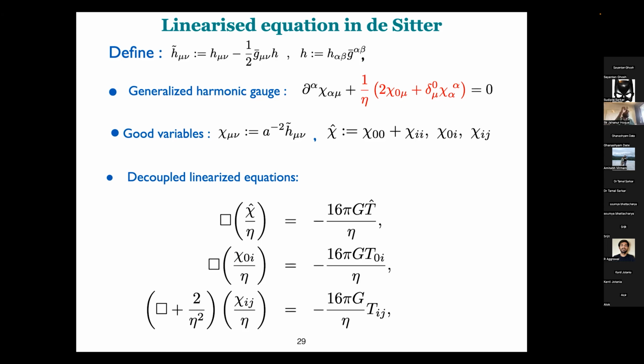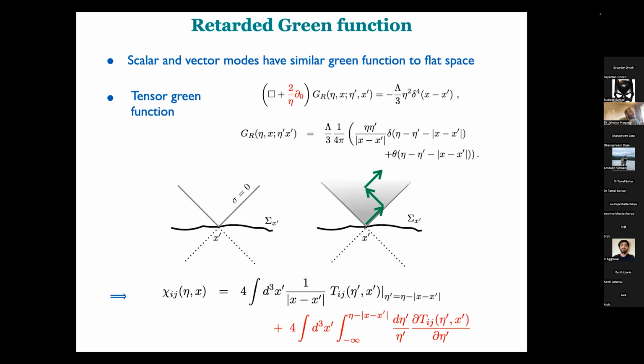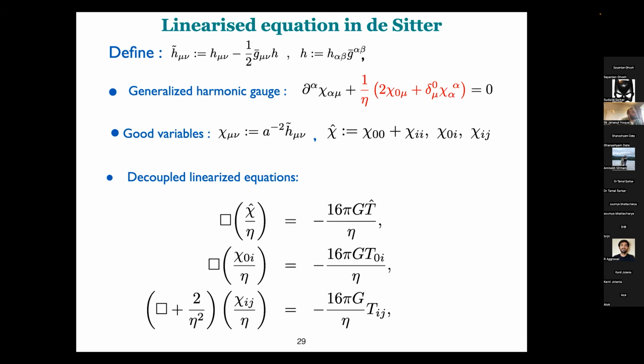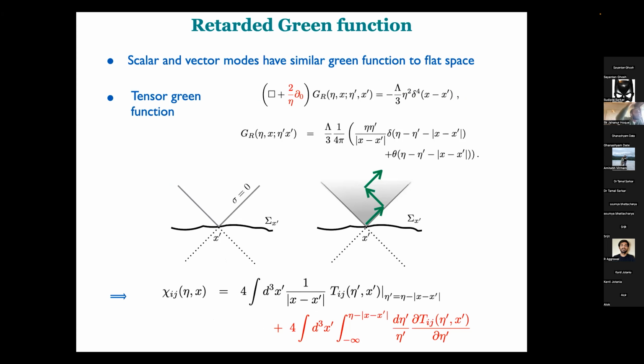So using this gauge actually makes all the equations decoupled in terms of this variable chi hat, which is chi 0,0, which is not exactly the trace of the 4D, but it is chi 0,0 down, chi ij contracted with delta, and chi 0i, chi ij. And then you want to ask, how can I solve this in terms of Green's function? Yes, you can solve this. So if you look at this chi ij equation, you can solve this in terms of Green's function.